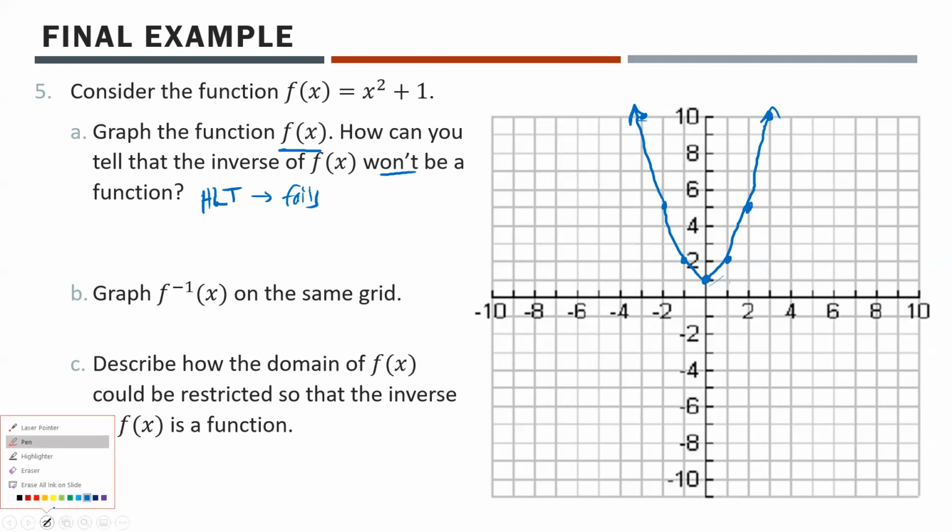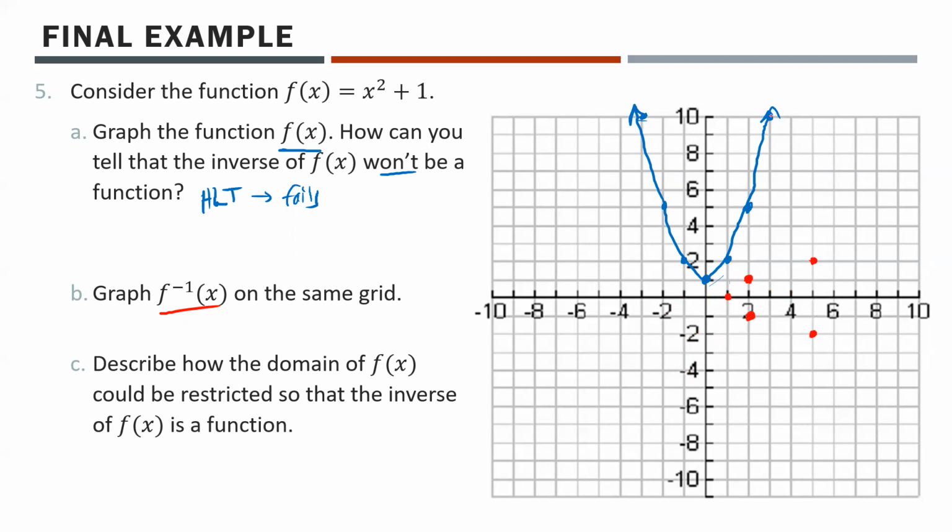Now it says graph f negative 1 of x on the same grid. Easiest way to do this once you have a graph already is just pick your x and your y and swap them, right? So I'm going to move this point first. 0, 1 becomes 1, 0. 1, 2 becomes 2, 1. Negative 1, 2 becomes 2, negative 1. And then we can pick this point. 2, 5 becomes 5, 2. Negative 2, 5 becomes 5, negative 2.